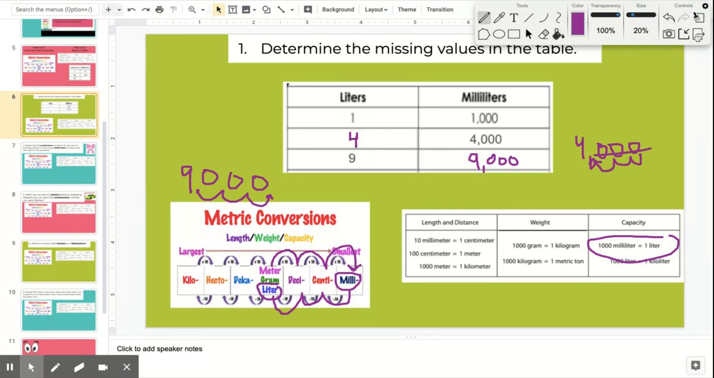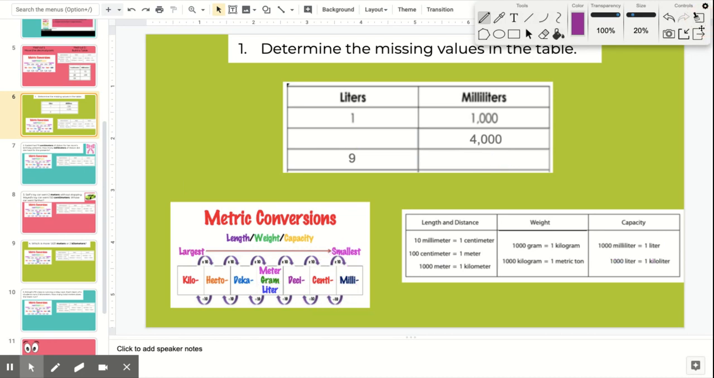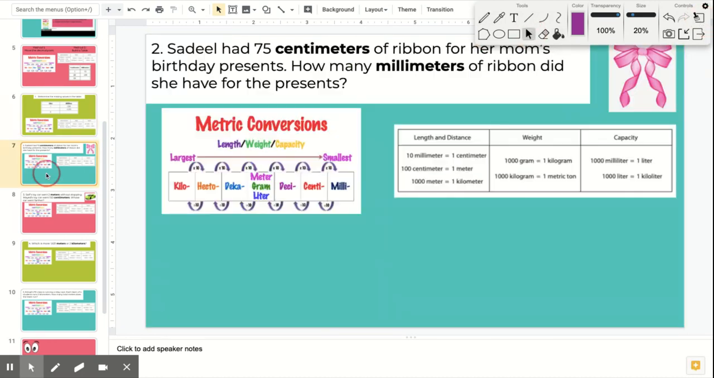Okay, moving on to number 2. Number 2 says, Sadil had 75 centimeters of ribbon for her mom's birthday presents. How many millimeters of ribbon did she have for the presents? Okay, so I'll show you how to solve this both ways. So we can take the 75 centimeters. We were trying to figure out what 75 centimeters, or cm, I should say, is the abbreviation for centimeters, is in millimeters.